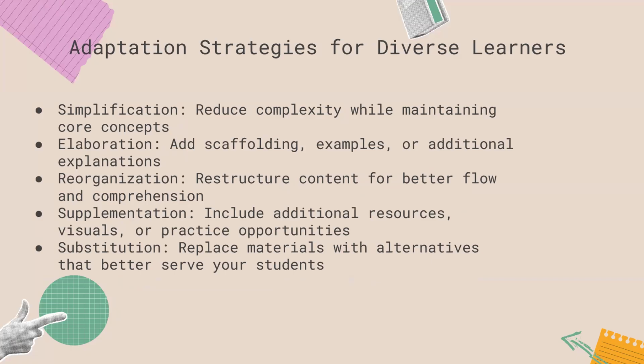Now, in adaptation strategies for diverse learners, remember that selecting good materials is only part of the process, right? Very often, we as teachers also need to adapt them. One strategy, folks, that we can use for adapting those materials is simplification, where we reduce complexity without changing the essential concepts. For example, if you got a document, a handout with 20 pages, remember that sometimes reading those kinds of materials is boring, right?